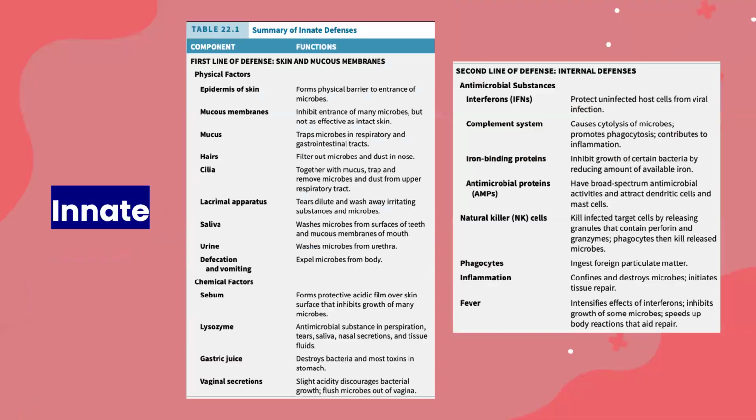The innate immunity is basically non-specific. It is the first line of defense, okay? Your body doesn't need to look for evidences, okay? Diretso na silang mag-attack, okay? They're just there to protect you. The first line of defense are mostly your skin and mucous membranes, okay? Like your epidermis of the skin, mucous membranes, the mucus, your hair, cilia, saliva, okay?